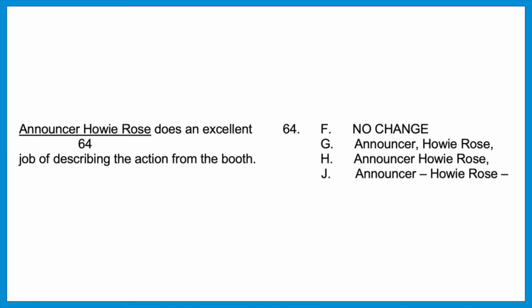So when you have info that you don't need, you could separate it as comma, comma, but it could also be dash, dash, or parentheses, parentheses. You just can't mix and match and go comma, dash, or dash, comma. It has to stay the same. So with the rule, now let's try it with a trick. Here's another. Announcer Howie Rose does an excellent job of describing the action from the booth. Press pause, give it a shot.